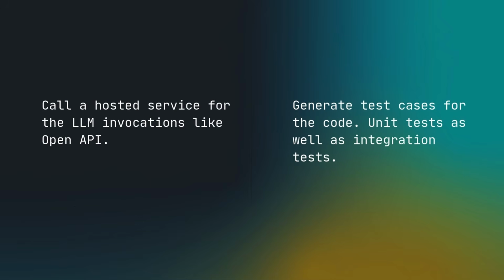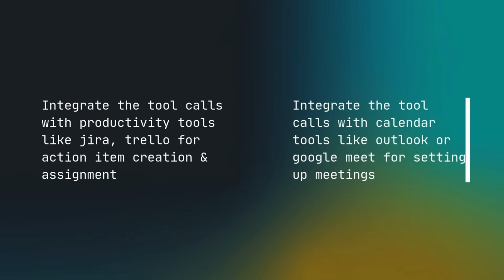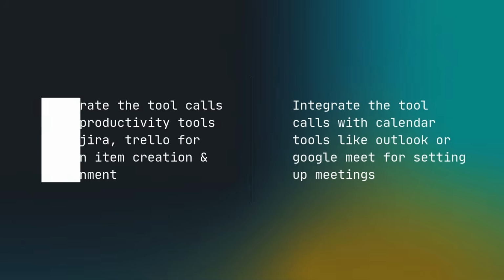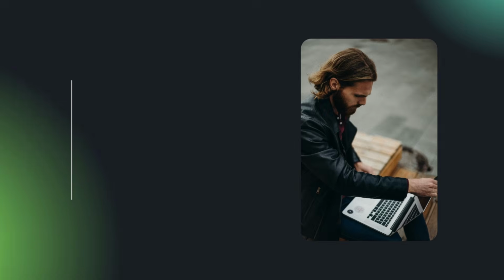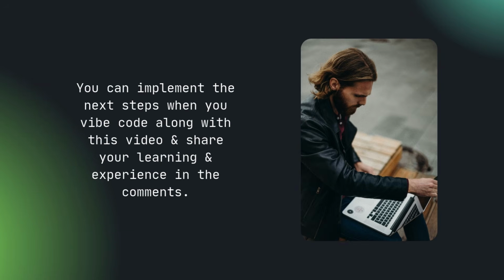Running the LLM calls via local models is slow, and we can improve it via external API-based LLM providers like OpenAPI. We also need good tests to be written for the project, and a lot of observability for that matter. Better logs for capturing the errors and the agent health. Currently, we are just putting the output in console. We can integrate our tool calls with systems like Trello or Jira for creation and assignment of action items, and systems like Outlook or Google Meet for creating meetings.